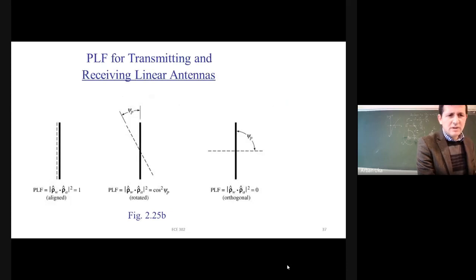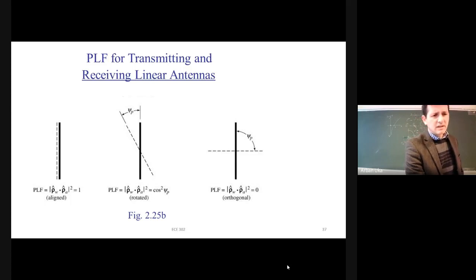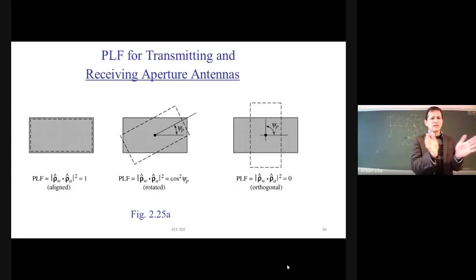Now, PLF for transmitting and receiving linear antennas. Here, these were aperture antennas. We are going to talk in more detail about these different types of antennas. The aperture antenna would be, for example, a horn antenna, which receives a signal or a wave from a solid angle.